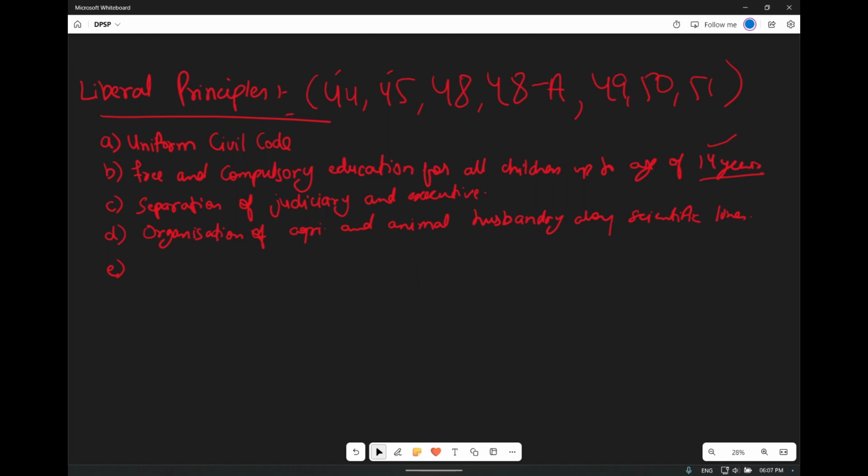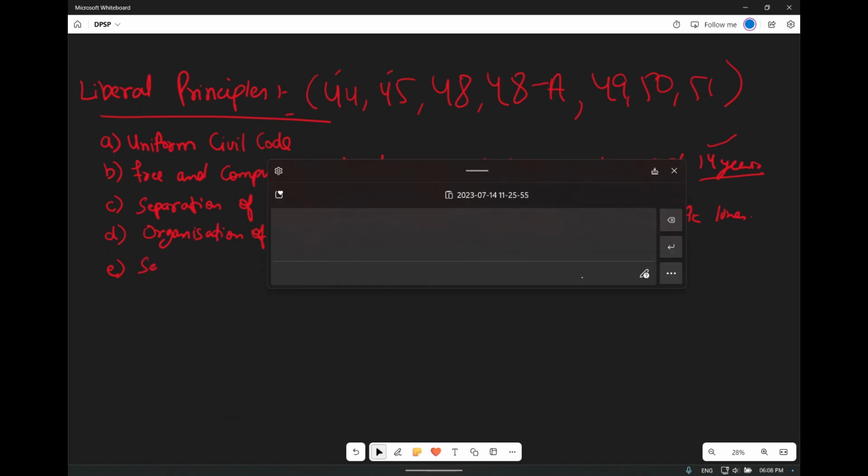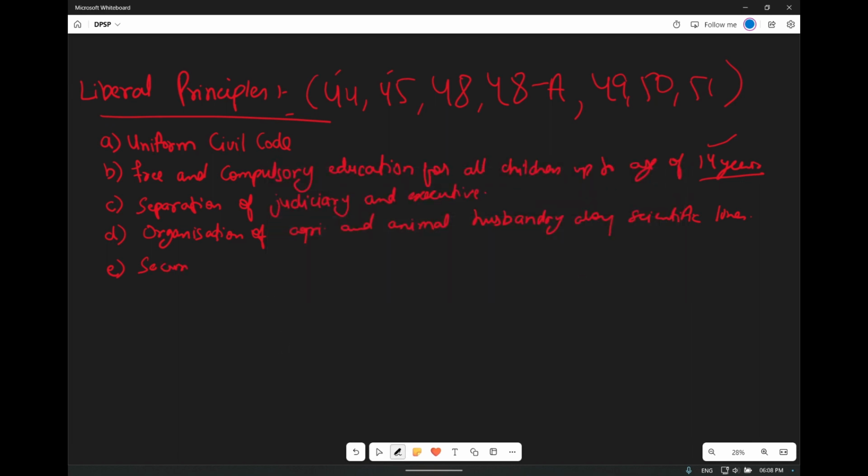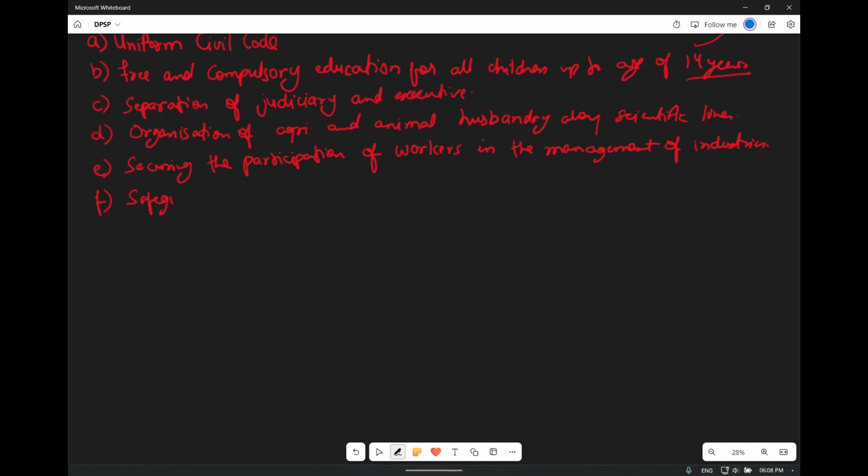Now securing the participation of workers in the management of industries. Okay, and the second last point is safeguarding the forests and wildlife of the country, and the last point will be the protection of monuments.